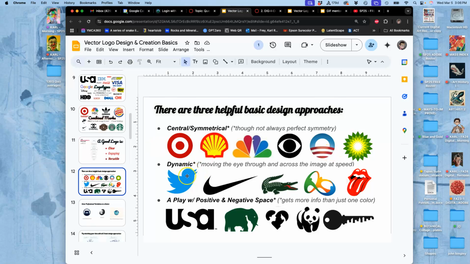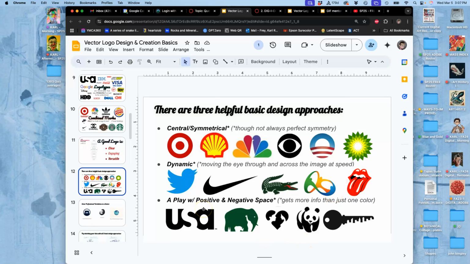The next approach is dynamic. Dynamic avoids horizontals and verticals. It relies mostly on diagonals and curves, and it's meant to move the eye at speed. So when you look at it, your eye speeds up, and it gives it energy. My favorite is the Rio de Janeiro Olympics logo here. It kind of just spins your eye out of control.